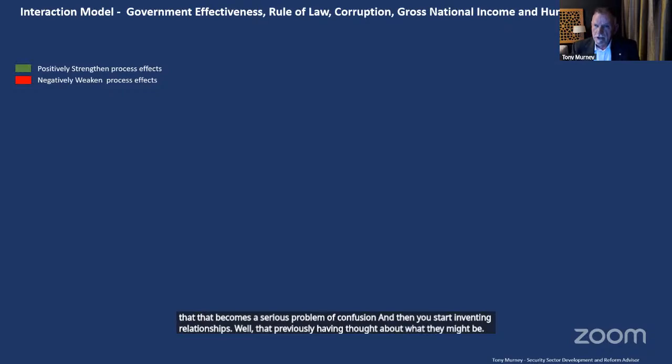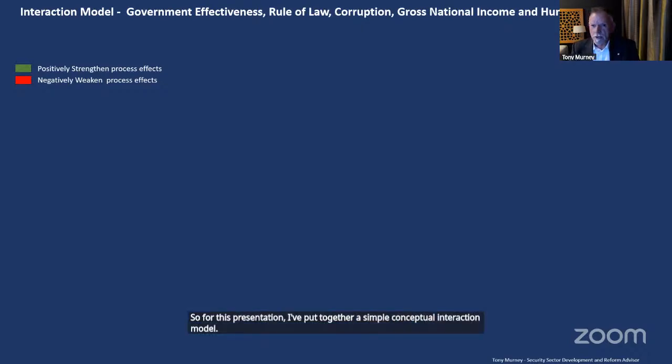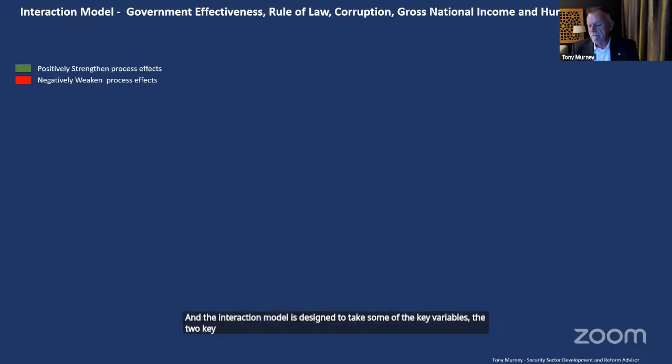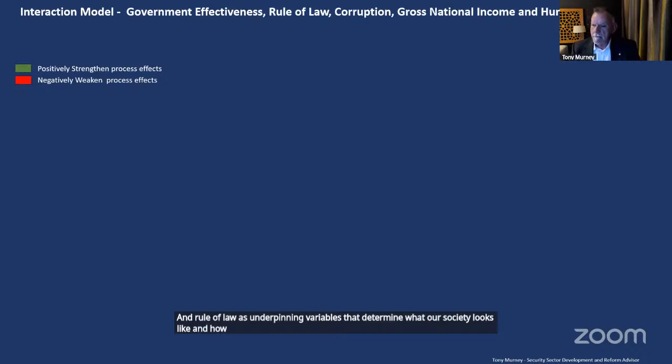So for this presentation, I've put together a simple conceptual interaction model. And the interaction model is designed to take some of the key variables. The two key variables that interest me most are government effectiveness and rule of law as underpinning variables that determine what our society looks like and how we might amend or modify some of the features that we need to change to support our own development as a species, if you like.